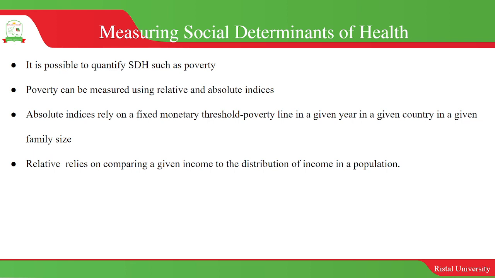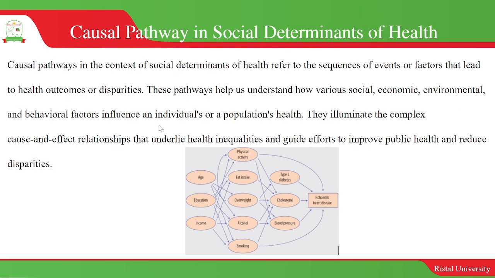In this example, I've just provided an example of how you can measure poverty as one of the social determinants of health. What we call the causal pathway in social determinants of health is that you see the different factors: your diet, your lifestyle, that is exercising, smoking, drinking alcohol. All these factors interact in a very complex way that will eventually lead you to have a disease.